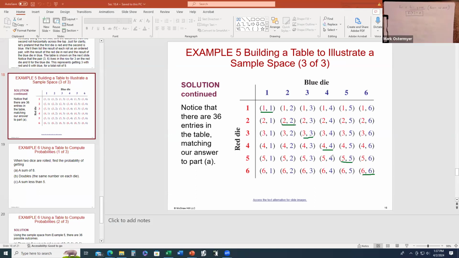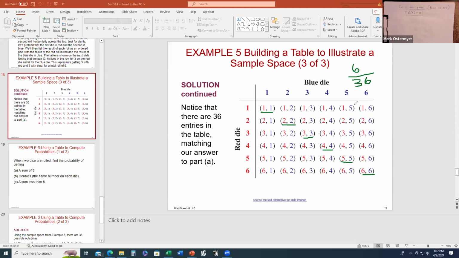And how many ways can you get doubles? What's the probability of getting doubles when you buy a ticket? 1, 2, 3, 4, 5, 6 out of what? 6 over, how many outcomes are there totally here? 6 over 36. That'd be the probability of getting doubles.